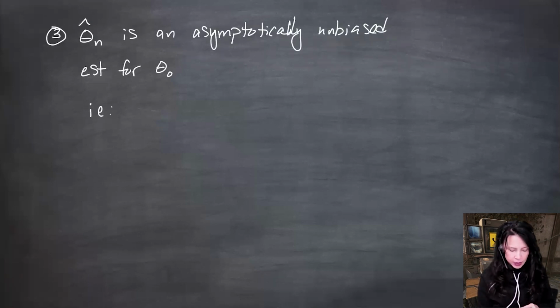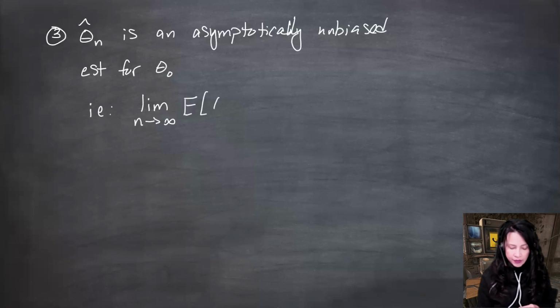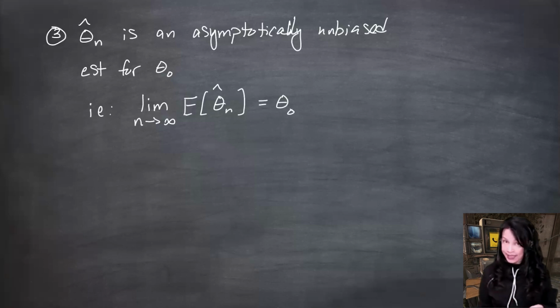So what this means is the limit as n goes to infinity of the expected value of the MLE is going to be the right thing. We've already seen more than one example of maximum likelihood estimators that were biased estimators. Sometimes they're unbiased right out of the gate for finite n, but I'm claiming that they'll all be asymptotically unbiased under some conditions.